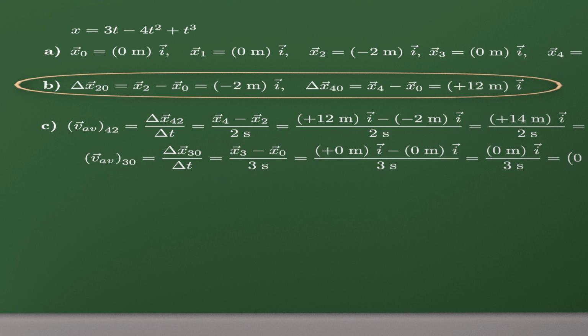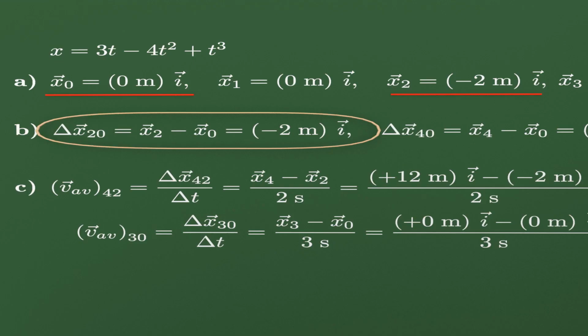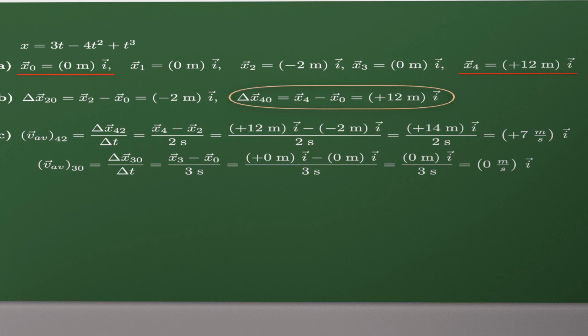We need to find two displacements, and displacement is the final position minus the initial position. So all we need is here. Displacement between position 2 and 0, denoted with x2,0, is equal to position 2 minus position 0, and it is equal to 2 meters in a negative direction. Similarly, displacement between position 4 and position 0 is equal to 12 meters in a positive direction.